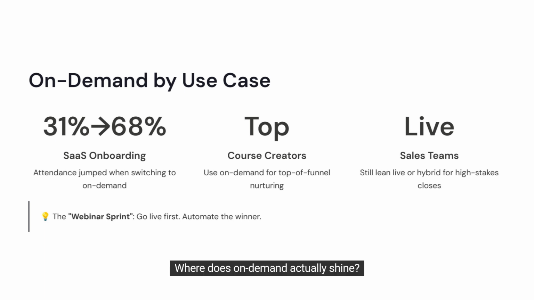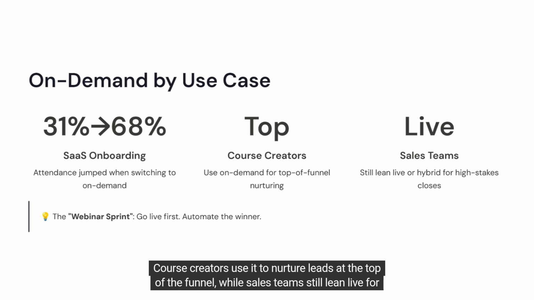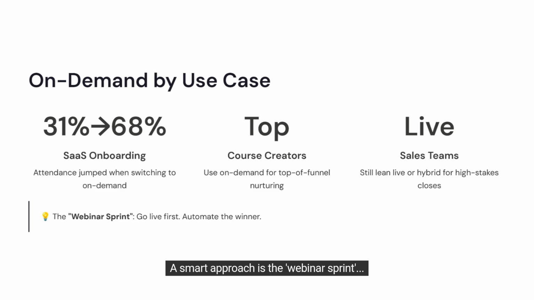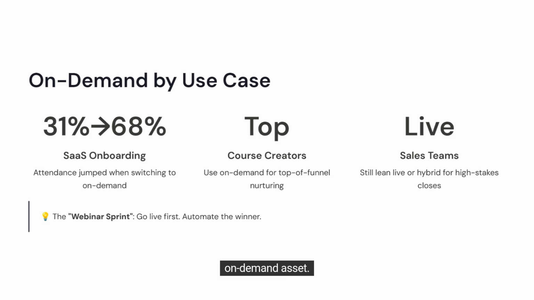Where does on-demand actually shine? SaaS teams use it for onboarding and training. One case saw attendance jump from 31% to 68% just by switching formats. Course creators use it to nurture leads at the top of the funnel, while sales teams still lean live for high-ticket conversations. A smart approach is the webinar sprint. Run it live first, and once you hit around a 10% conversion rate, turn that winning session into your on-demand asset.